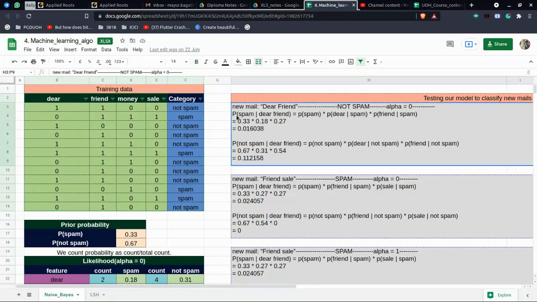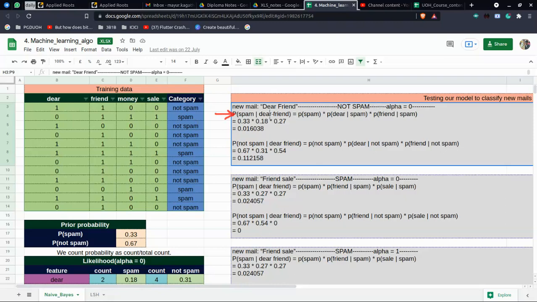So we will calculate the probability of spam given mail, right? In the testing phase, the probability of y given x1, x2, x3. So first I am saying, what is the probability that the mail is spam given this mail? This is conditional probability. This mail is already there, dear friend is there. From this you can directly say it is not spam. But let's see what our algorithm is saying, with alpha equal to 0. It is saying not spam.